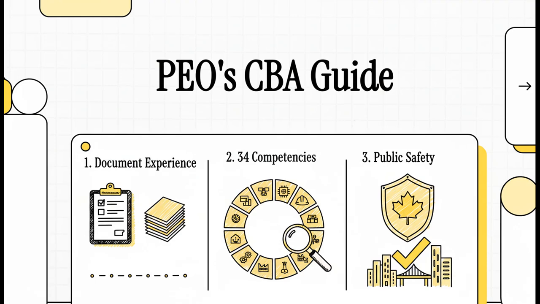So, you're on the path to getting your professional engineer license at Ontario. And let's be honest, the experience requirement can feel like a huge mountain to climb. But what if you had a clear map? Well, that's exactly what this is. Think of this as your guide to navigating PEO's Competency-Based Assessment, or CBA, system.